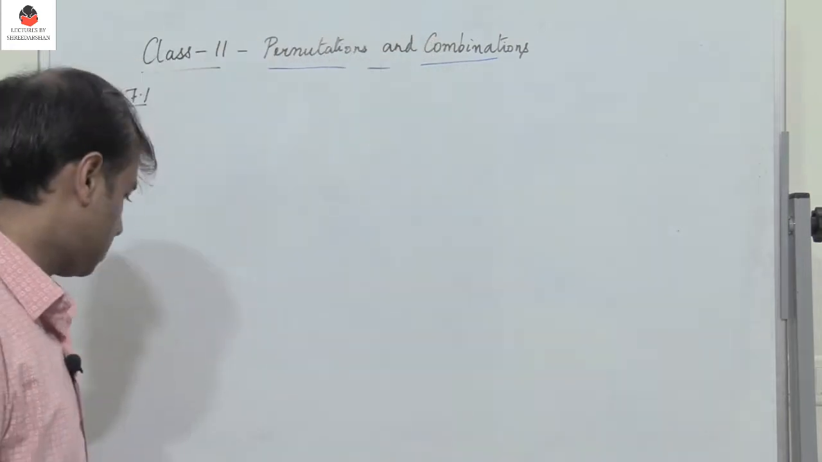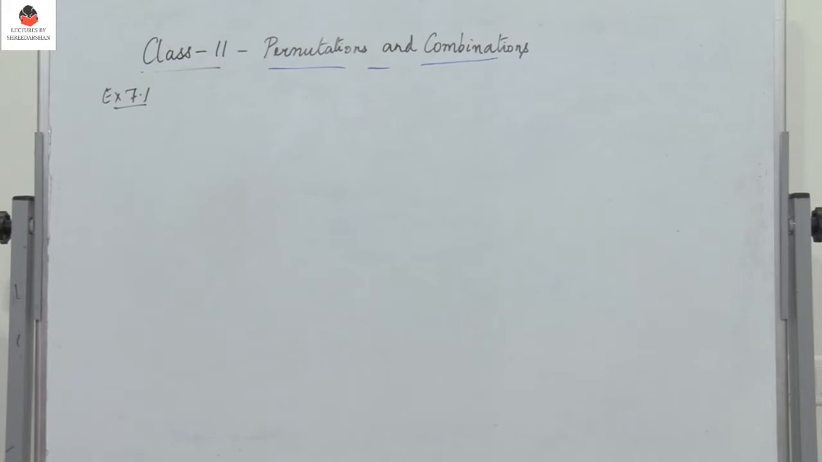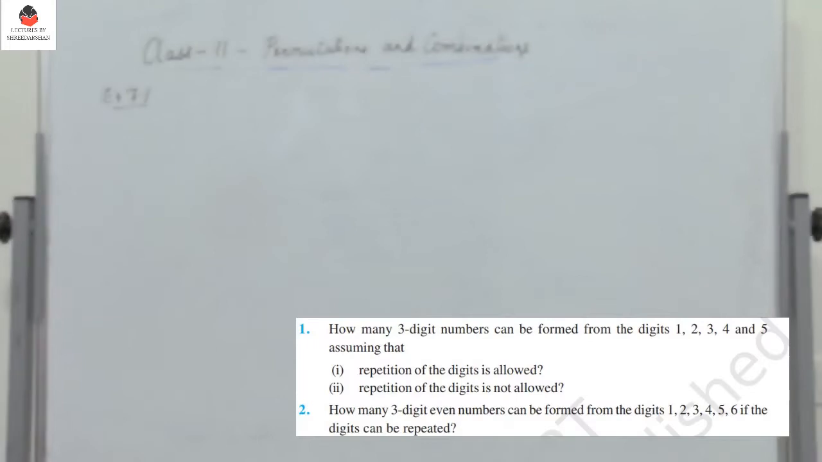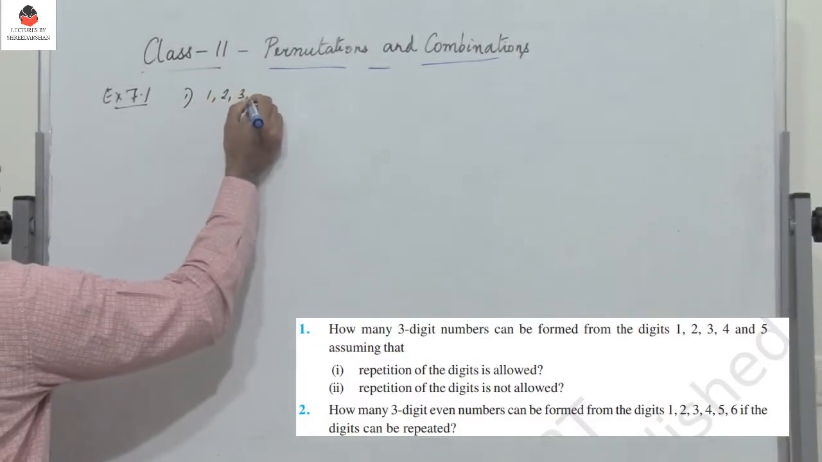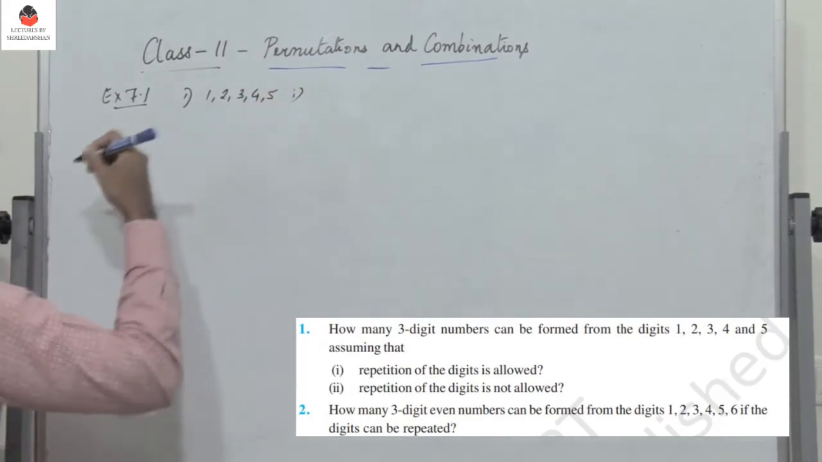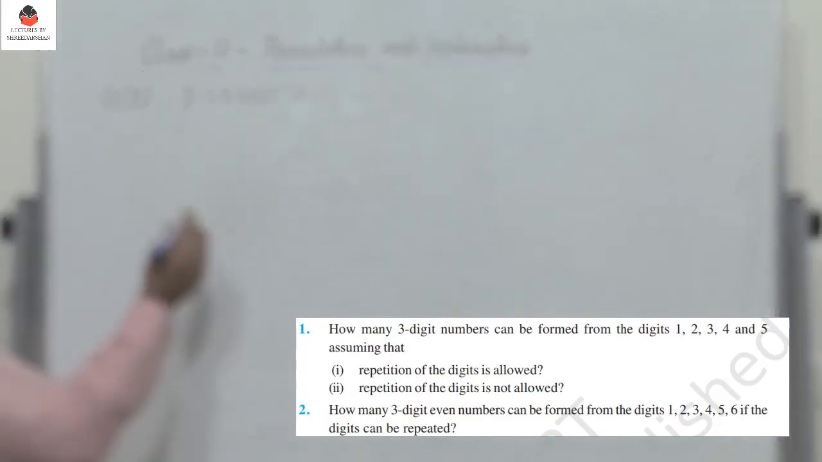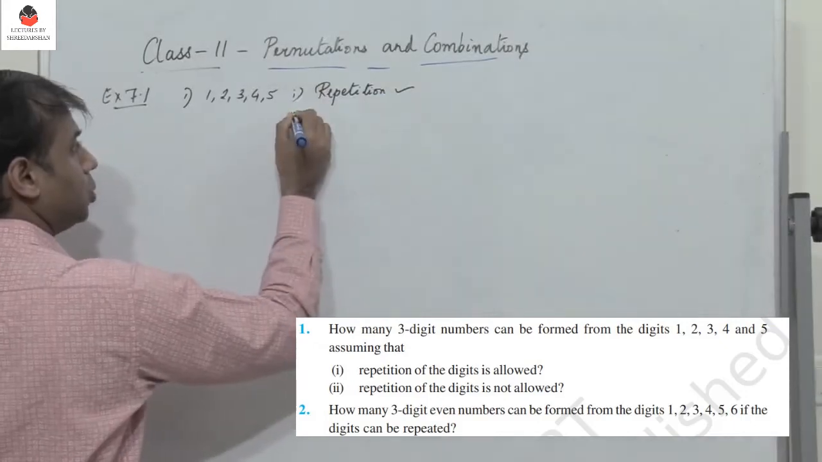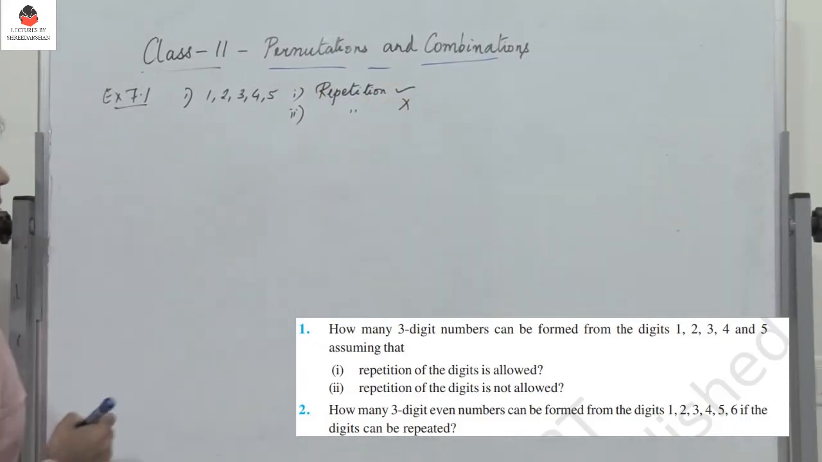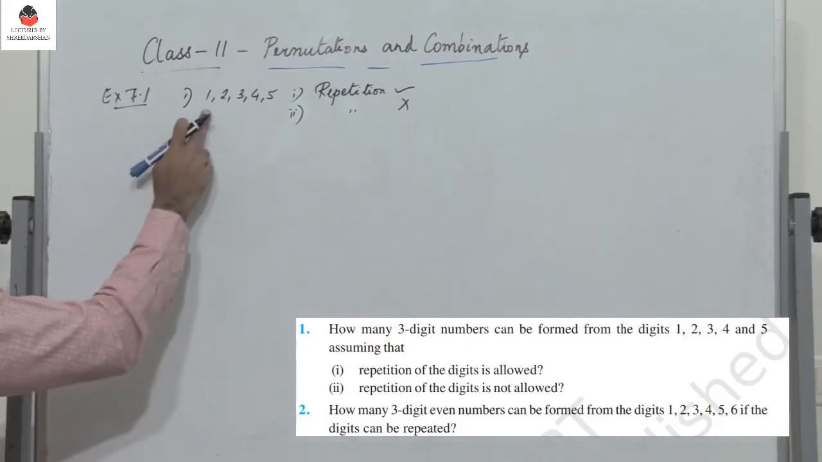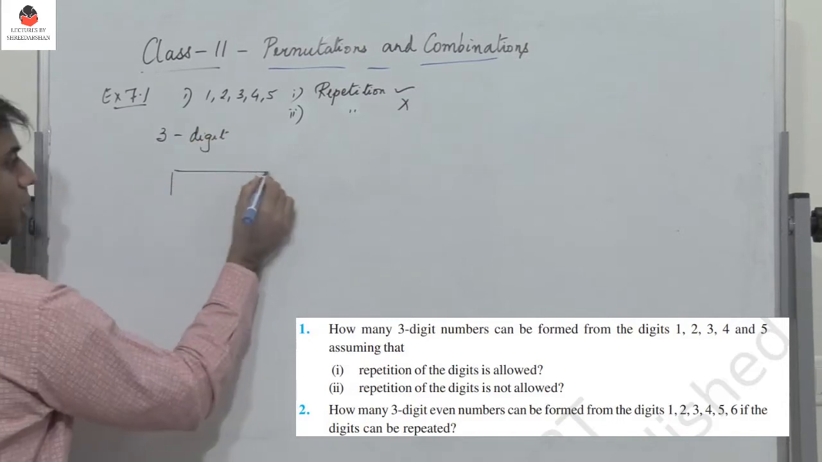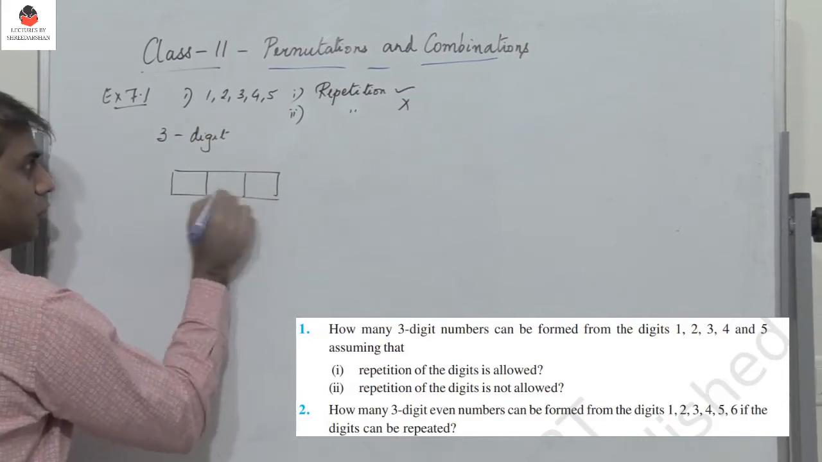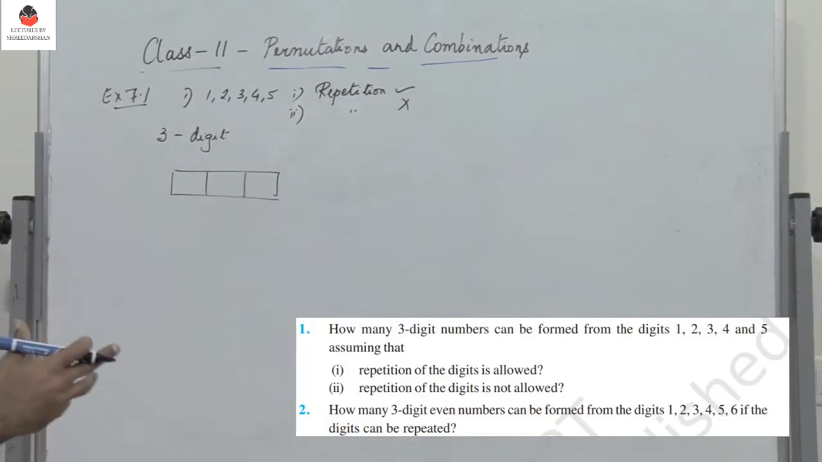So let us begin with the first problem. Exercise 7.1. The first problem: in how many ways can 3-digit numbers be formed from 1, 2, 3, 4, 5? The first one, where repetition is allowed, and 2, where repetition is not allowed. Right? So using 5 numbers, I need to form a 3-digit number, and in the first case repetition is allowed.